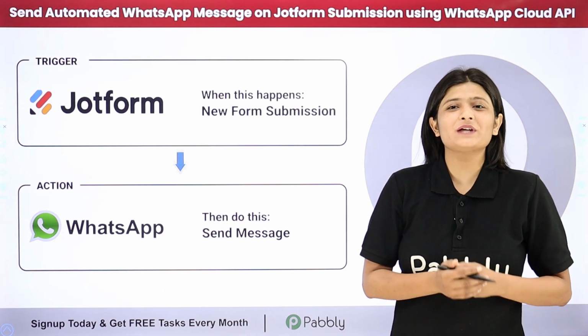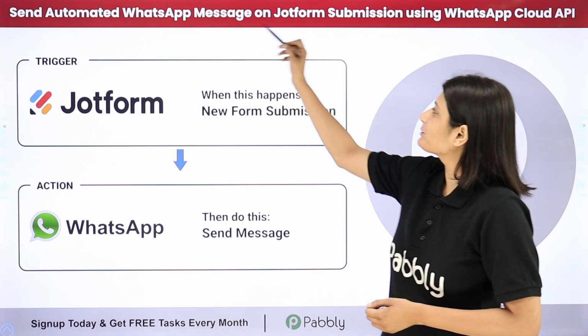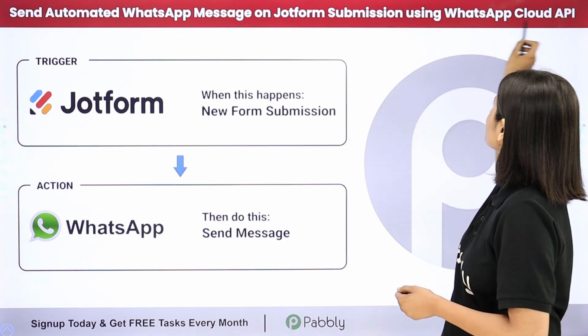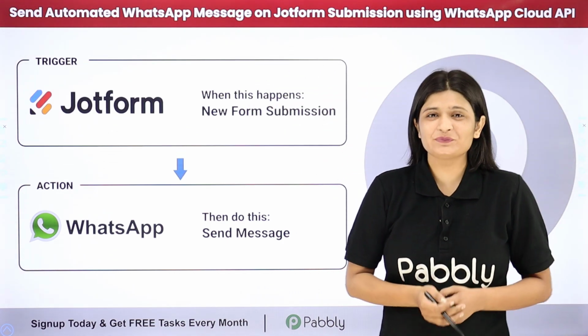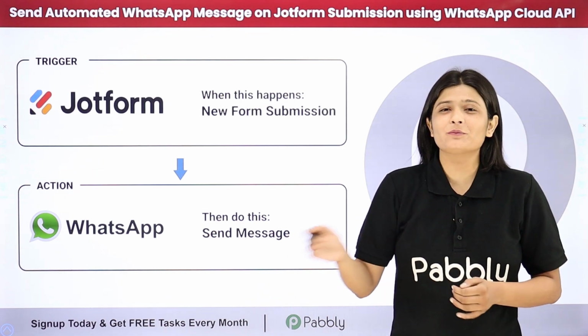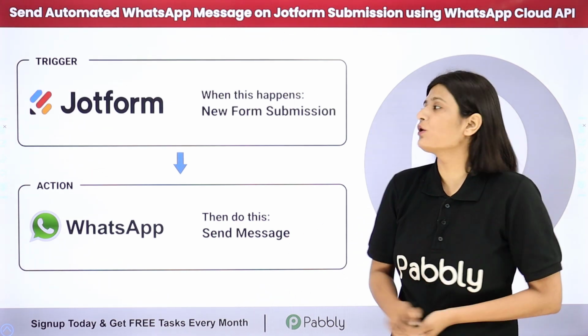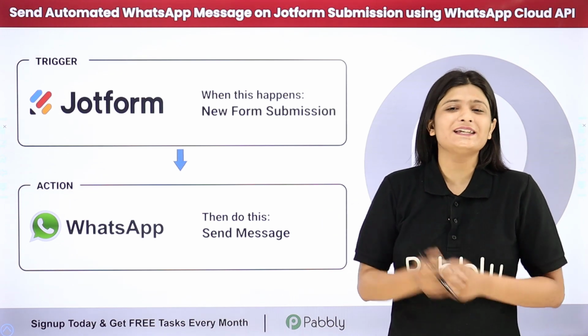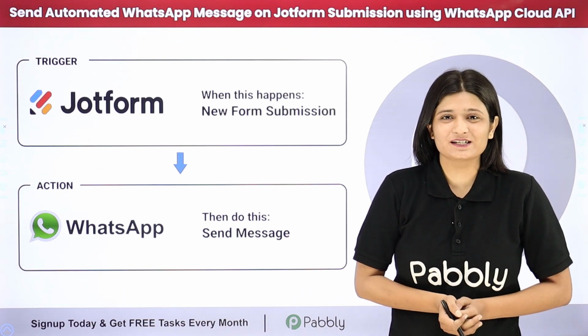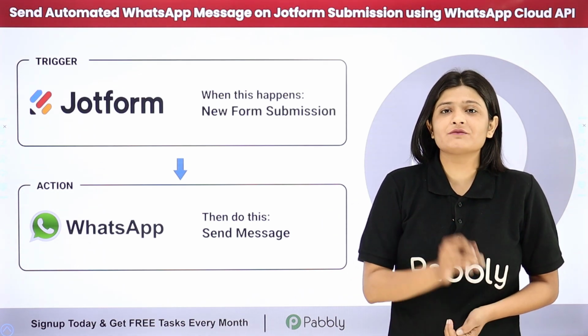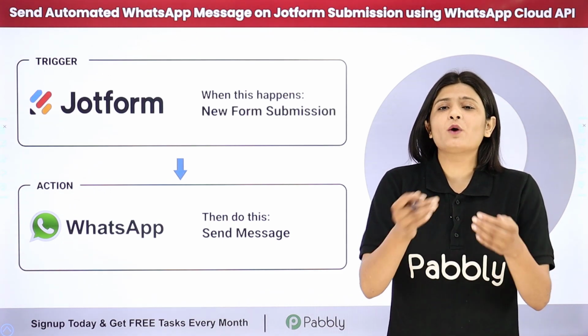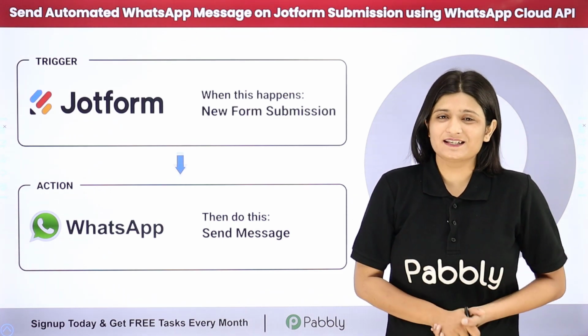So in this video, we are going to learn how to send automated WhatsApp message on Jotform submission using WhatsApp Cloud API. So let's suppose I'm running an e-commerce business and I rely on Jotform to take all my inquiries and feedback from the customers. Now I want that whenever someone fills the form, an automated WhatsApp message is sent to that customer.